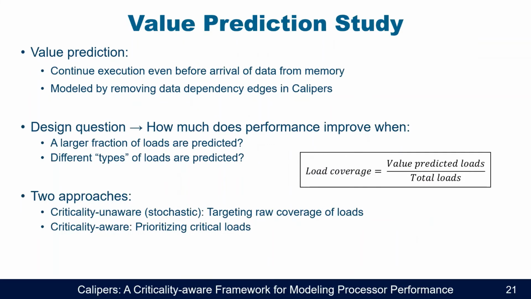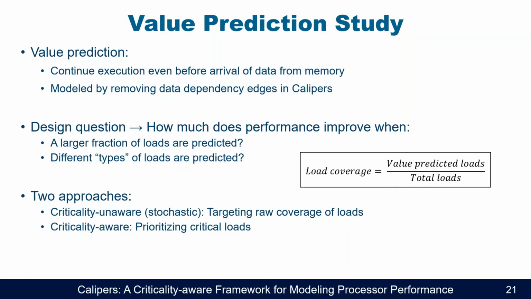Let's take a look at a design study for the RISC-V core. We investigated how adding criticality awareness to value prediction can improve its effectiveness. Value prediction has been proposed to enable instructions to continue execution even before the source data, particularly from an earlier load, is available. Value prediction can be easily modeled in Calipers by removing data dependency edges.